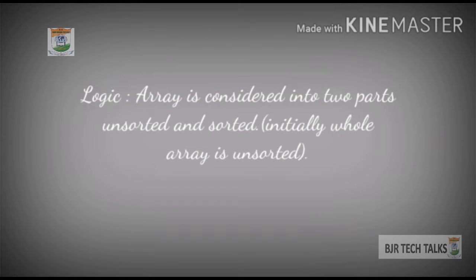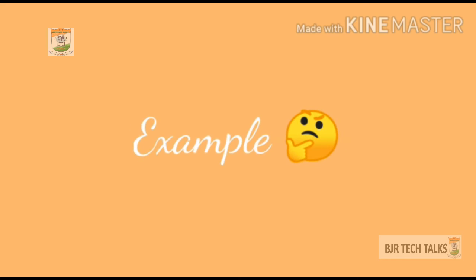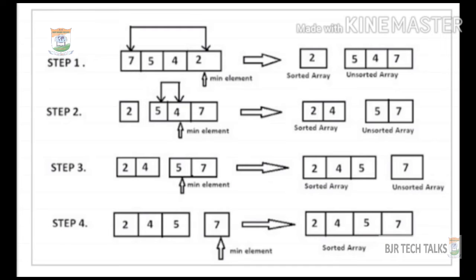The array is considered in two parts, unsorted and sorted. Initially, the whole array is unsorted. Let us take one example. Consider the following unsorted list.